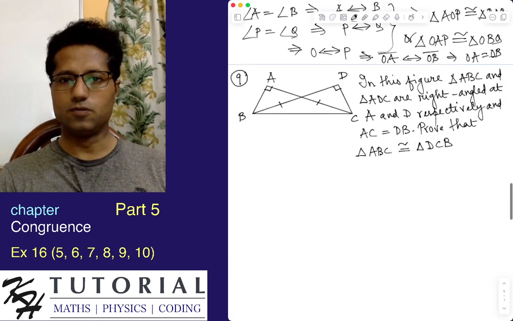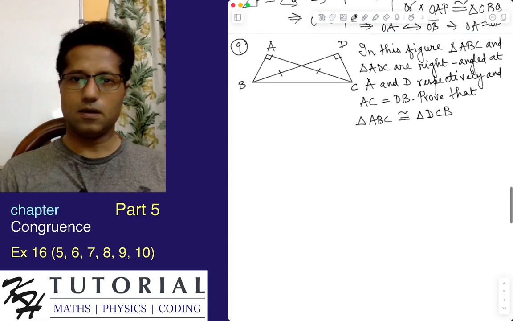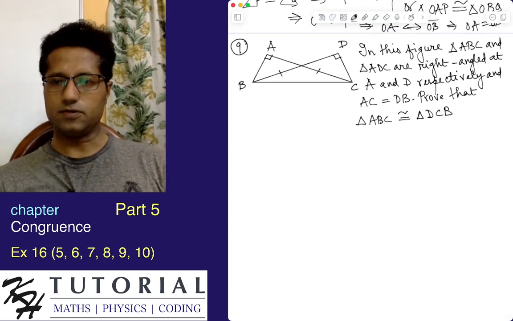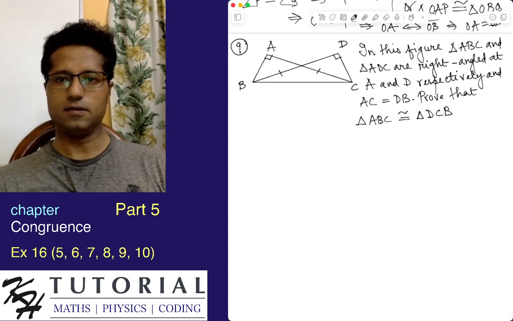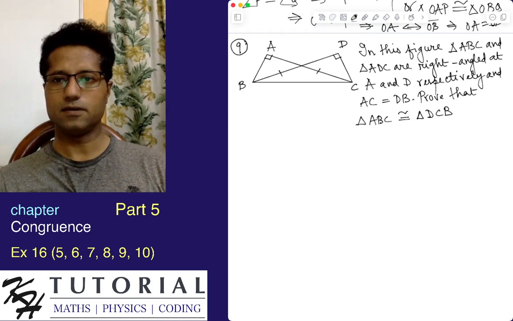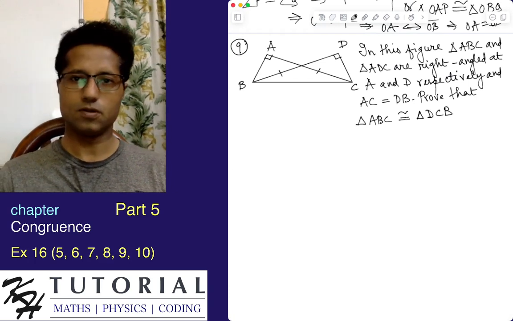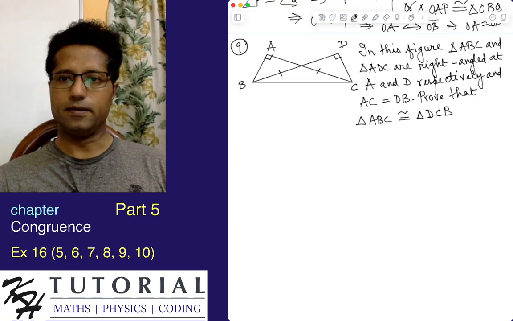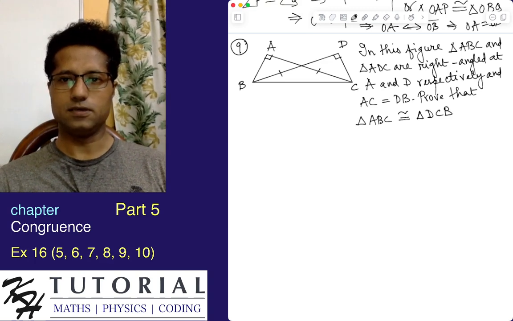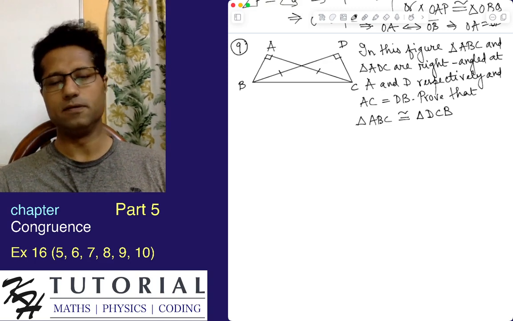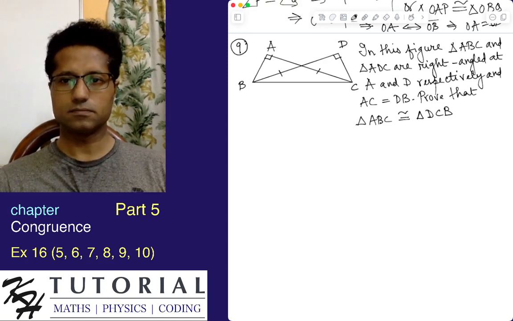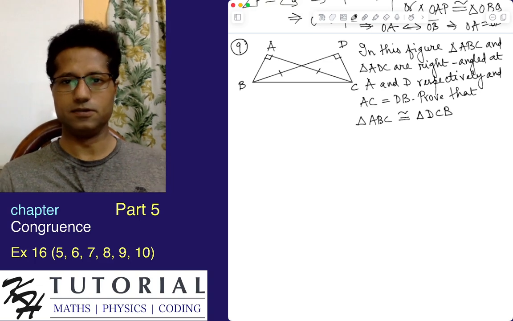Okay. Let's do problem number 9. In this figure, triangle ABC and triangle ADC are right angled at A and D respectively. AC is equal to DB. Prove that triangle ABC is congruent to triangle DCB.